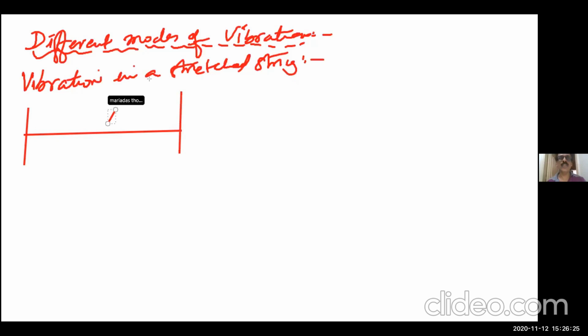So what are the possible frequencies here? The minimum one, look here. If you vibrate in the middle, this will vibrate like this. You see, only one wave can be accommodated in this length. L is the length.